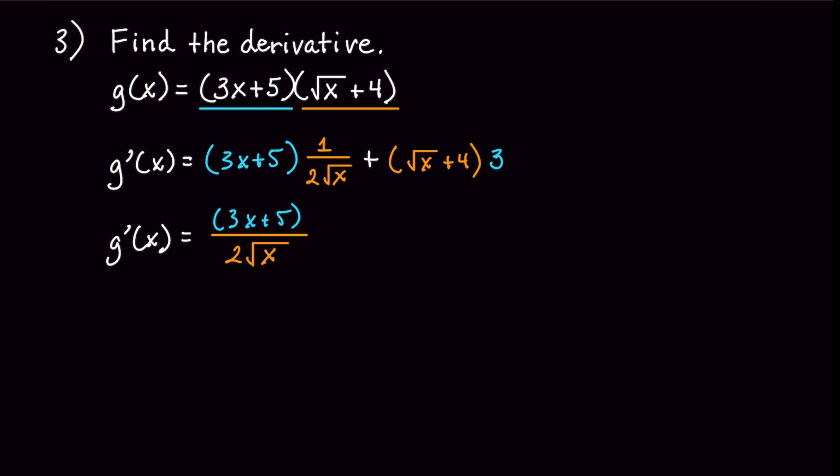And then if we distribute this 3 to both of these terms here, like this, we get plus 3 square root of x plus 12. And this is our final answer.